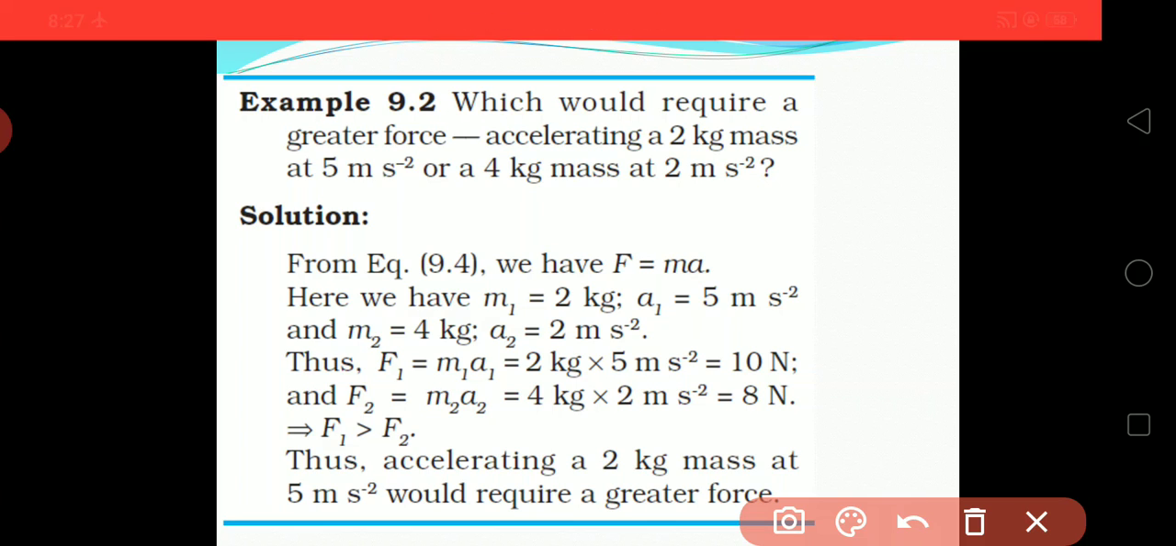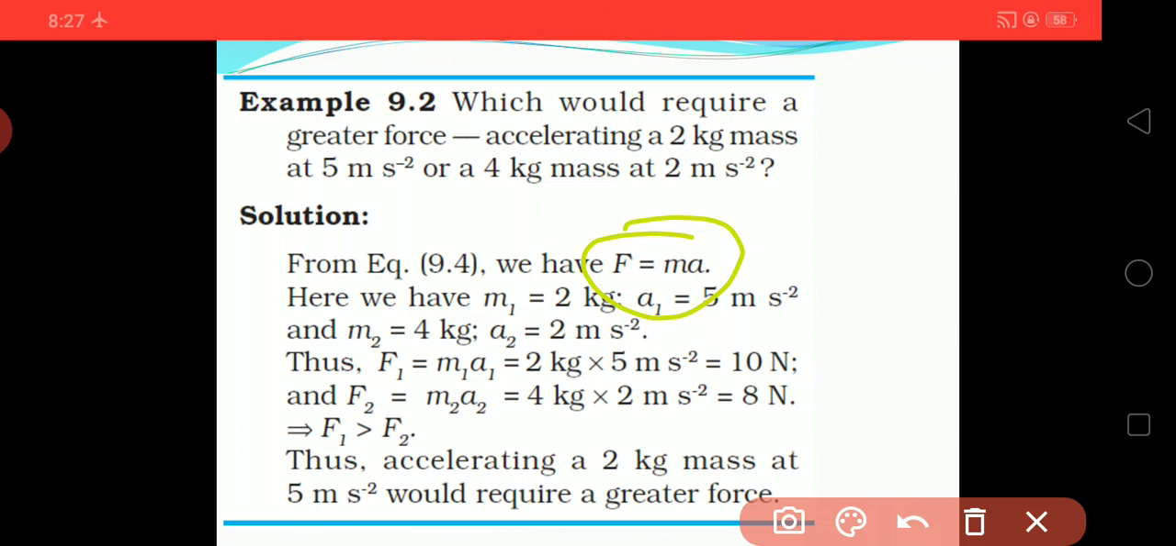From equation 9.4, which we have already studied, F is equal to ma. Force is equal to what? Mass into acceleration. The product of mass and acceleration is said to be a force.